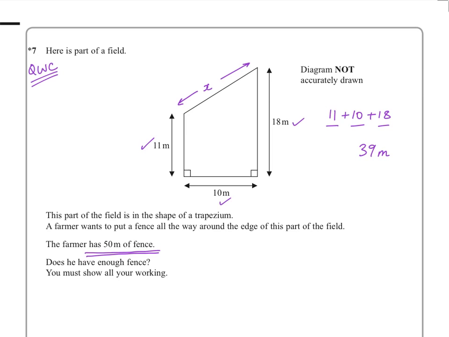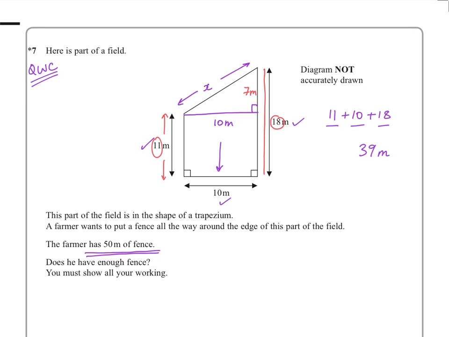Now if we look more closely at the diagram, we really should be looking for Pythagoras to help us out here, because if we create a right-angled triangle here, then we know that this distance is 10 because it corresponds to the base here, and we should know that this distance here is 7 metres. Why? Because if it's 18 from there to there, and we're given 11 from there to there, then the difference is going to be 18 minus 11, which is 7.